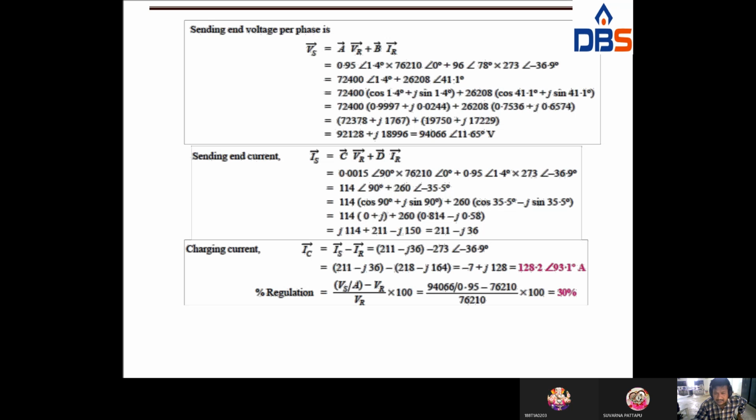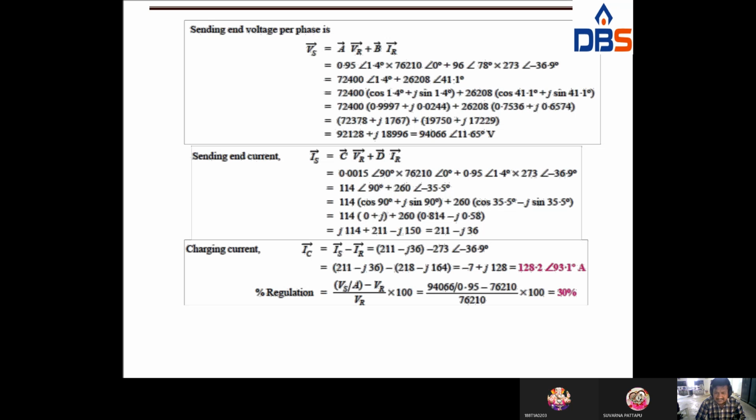So this may be converted into rectangular and this may be converted into rectangular. Now adding both, we are getting 92,128 plus j 18996, that is equal to 94,006 volts. That is the sending end voltage.